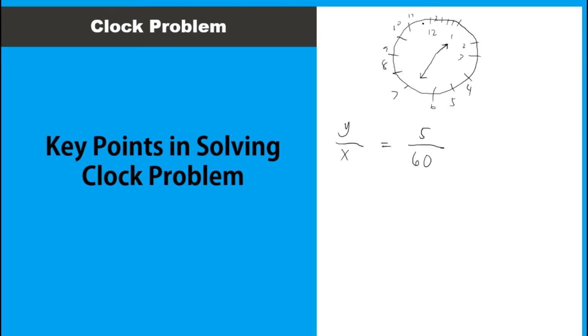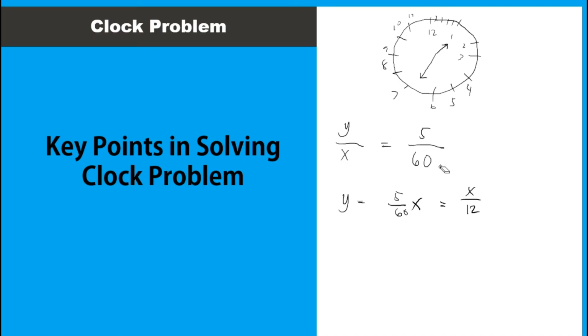So if the minute hand moves for 60 intervals, so there's 60 minutes, the hour hand will just move for 5 intervals. With the movement of the hour hand in terms of the minute hand, you have 5 over 60 times x, or you have x over 12. So for every movement of the minute hand x, the hour hand will move x over 12. So I have derived the formula in solving a clock problem. So this is the easiest way to solve a clock problem.